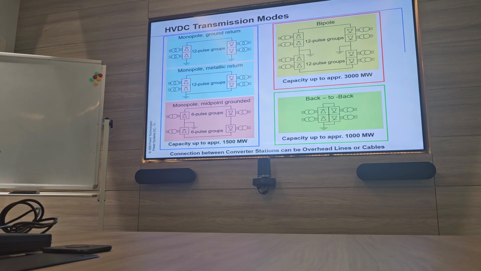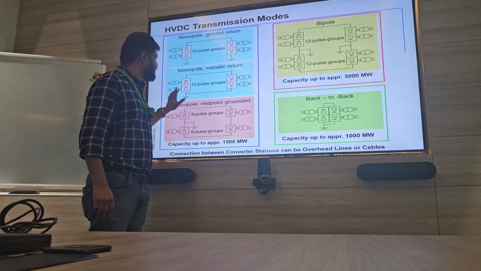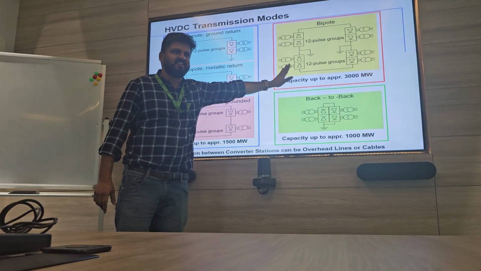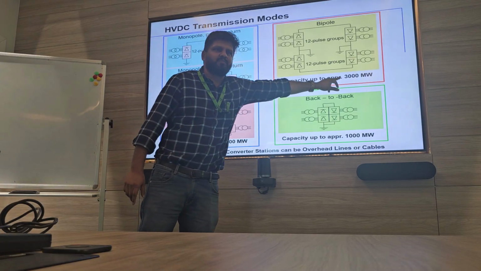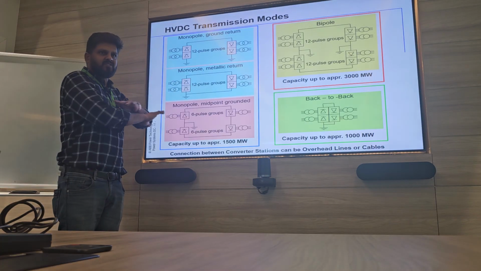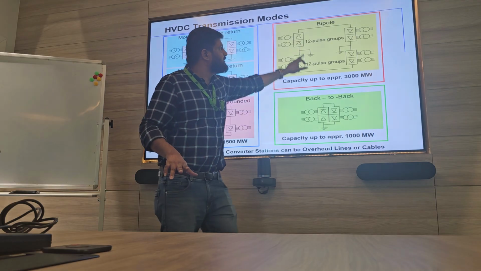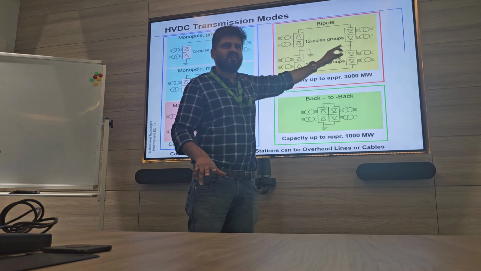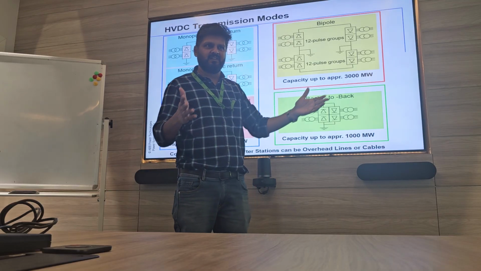Can you explain the difference between bipole and monopole? This is double of that circuit. If you multiply by 2, this will come. Here the rating is very small, 1,500 megawatt, but here you can go with 3,000 megawatt. And one more thing: if anything fails here, you lose complete power. But with bipole, if anything fails, you can continue with monopole. Reliability is there. Still you can get half of the power transferred between the two networks.